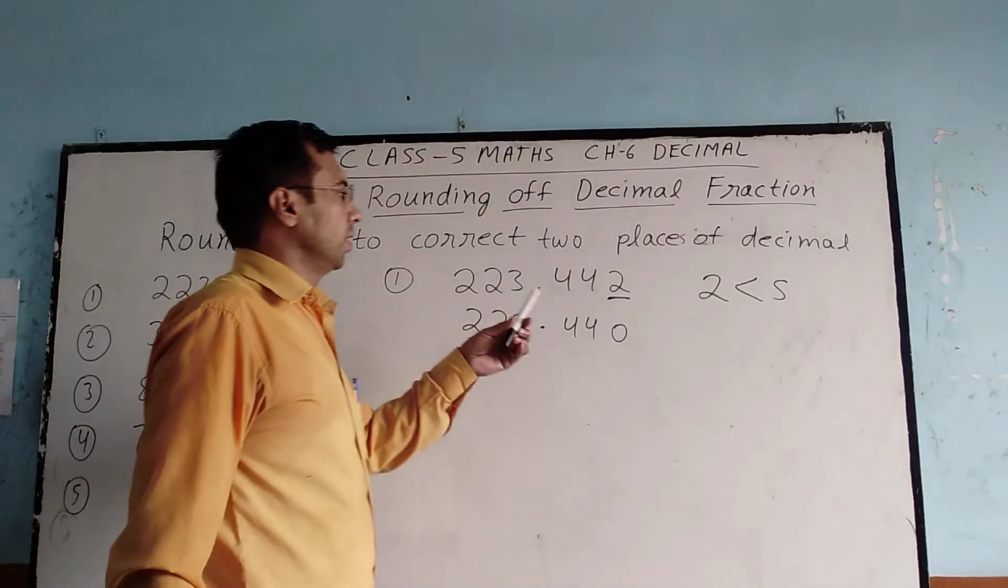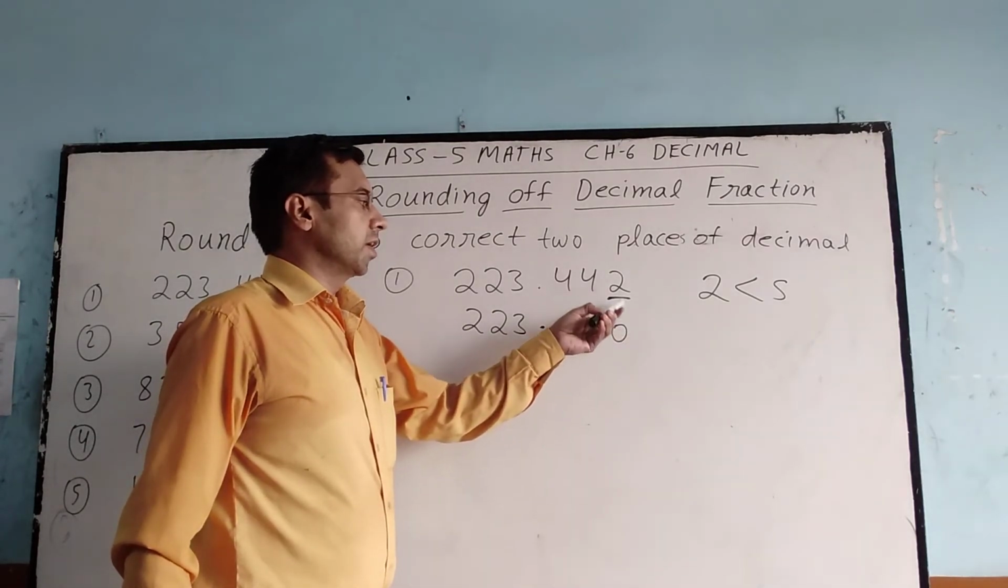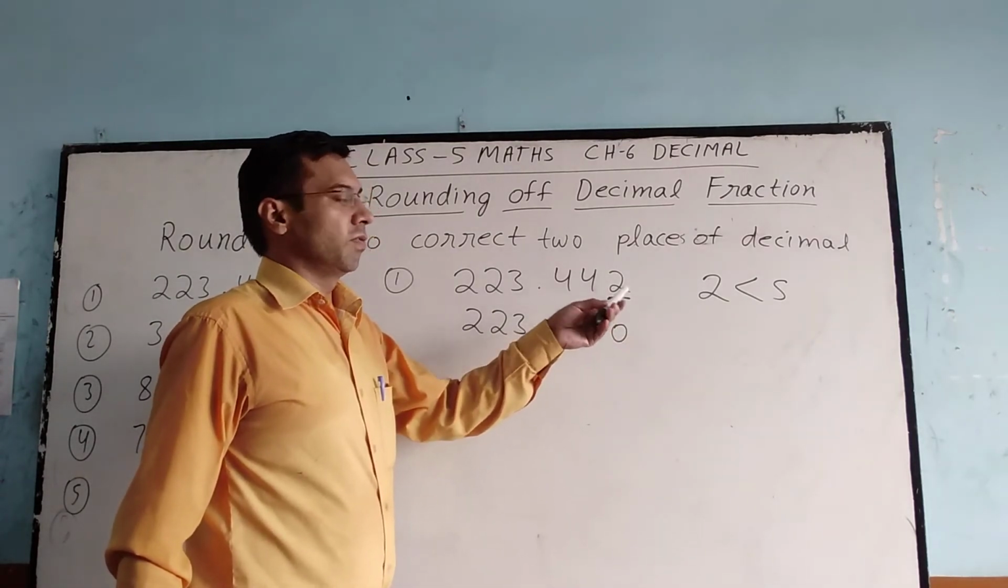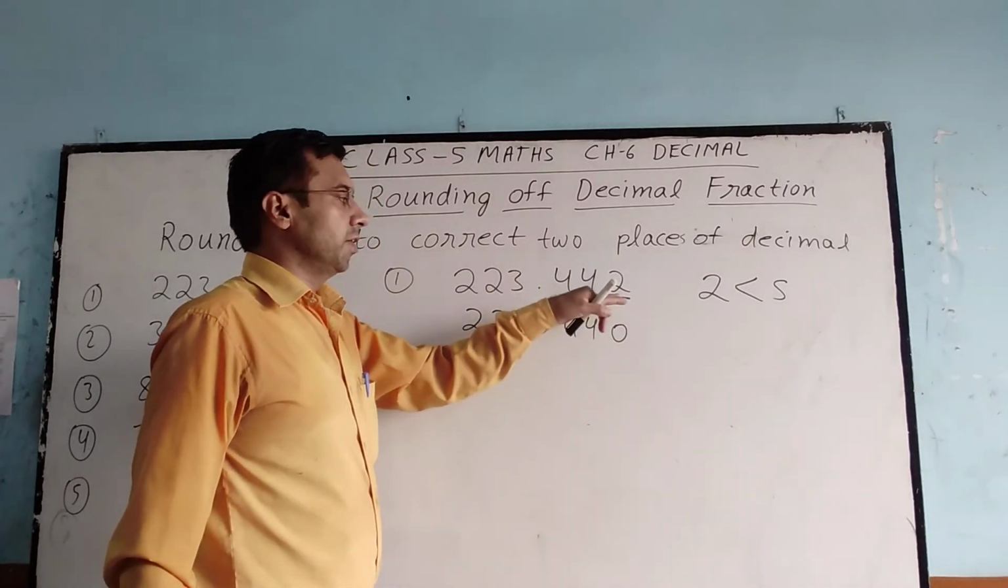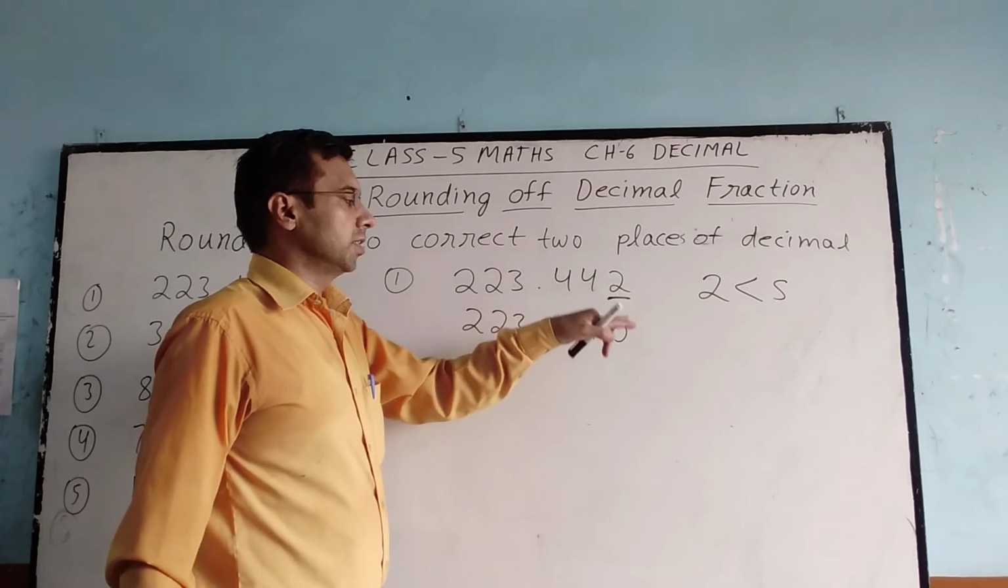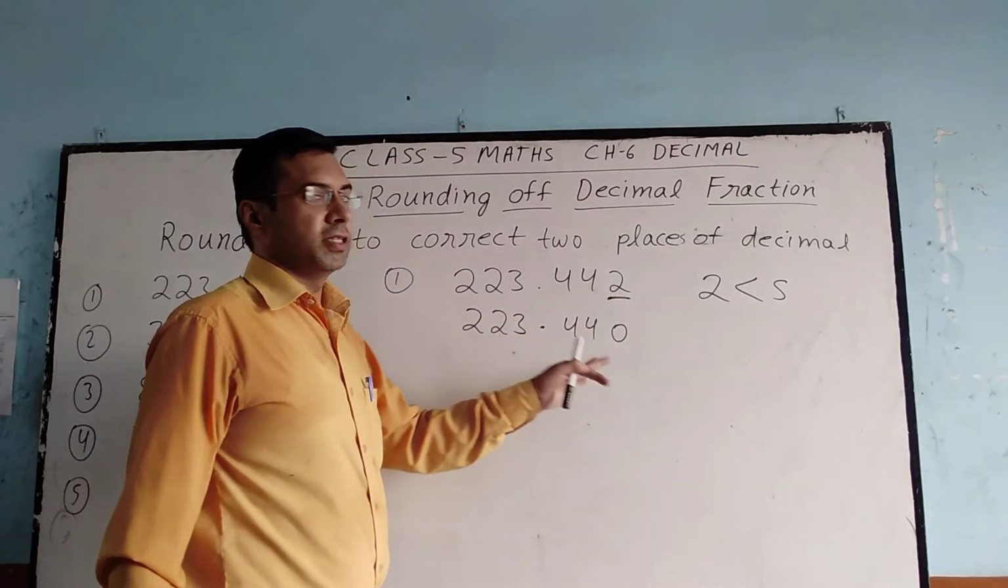So while rounding off correct to two places of decimal, we compare the thousandth place digit with 5. If it is less than 5, then we change that thousandth place digit to 0, and there is no change in the hundredth place digit.